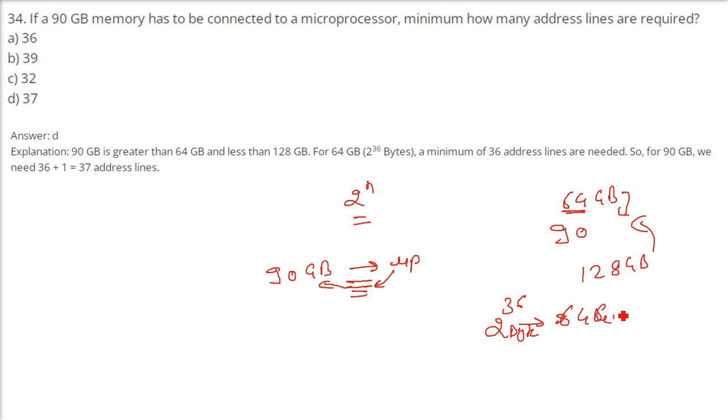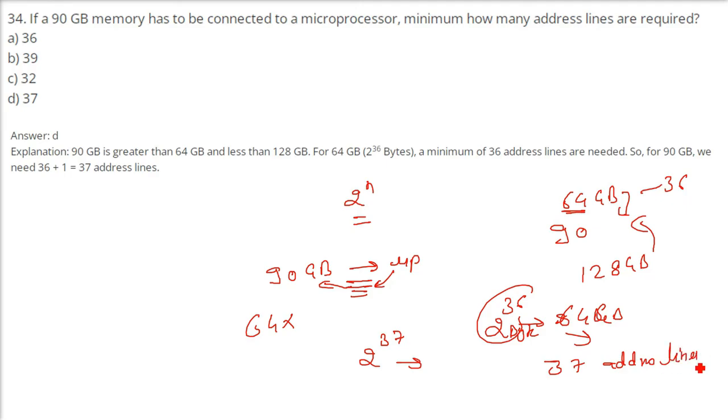Now, in order to get this, just add 1 to the power. If you add 1 to the power, 2 to the power 37 is 64 GB multiplied by 2. That is going to be higher than 64 and greater than 90 GB. So we just have to add 1 more to the 36, that is 37 lines. If you want to connect a 90 GB memory to a microprocessor, minimum 37 address lines are required.